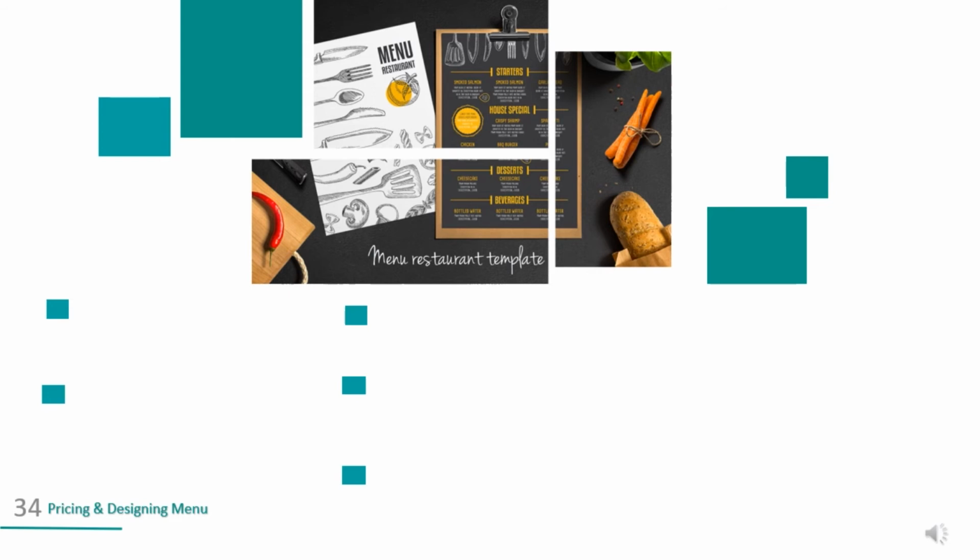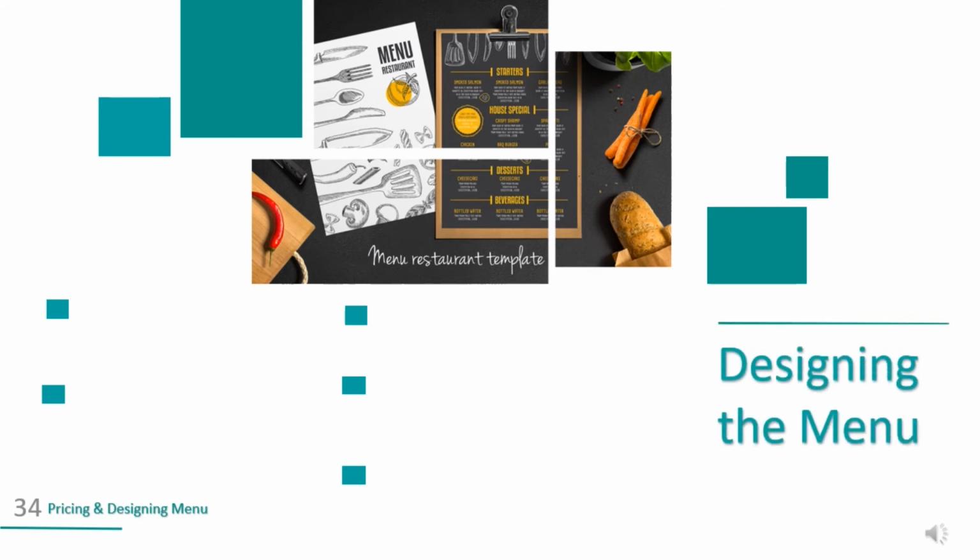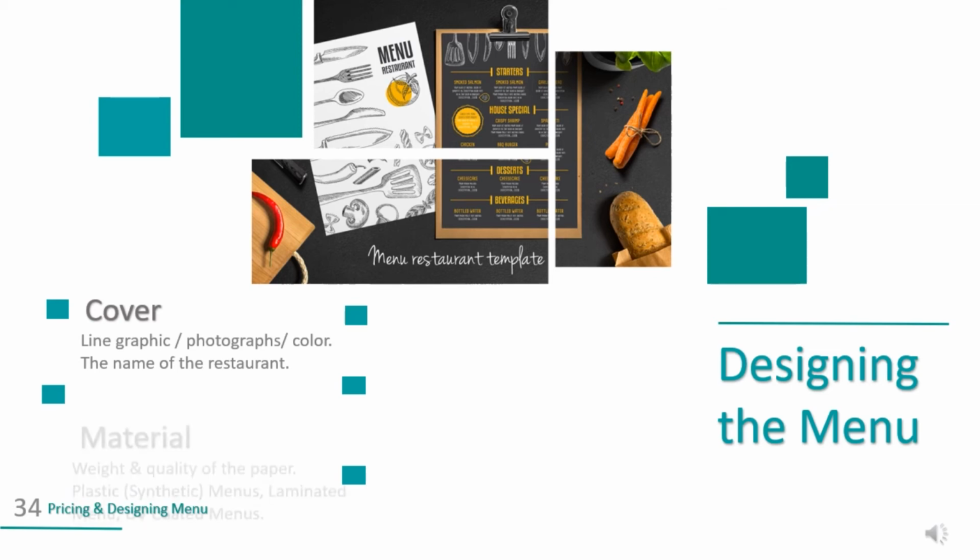There are 5 things we need to consider when designing the menu. Cover. A menu cover, which includes the line graphic, photographs, colors, as well as the name of the restaurant, is very important because it is the first page that the customers will read when they receive a menu.